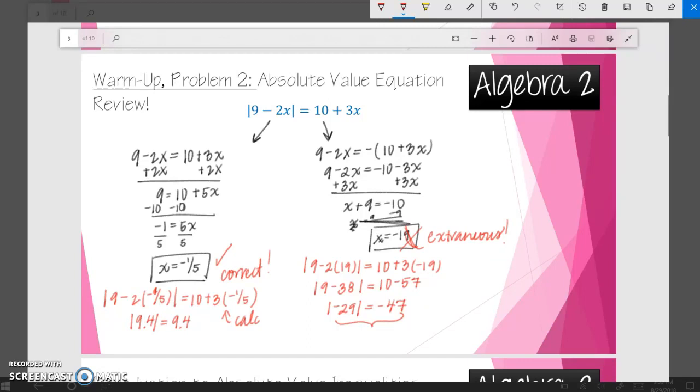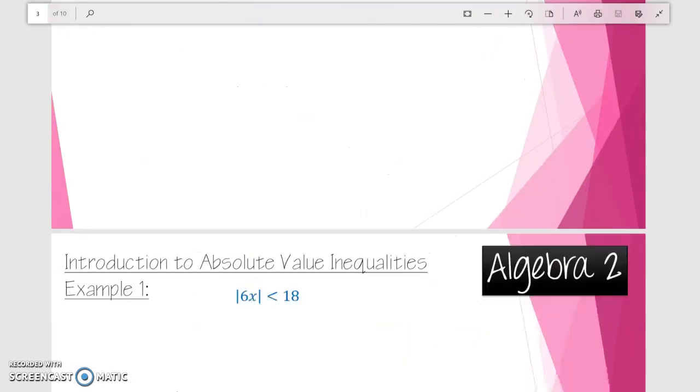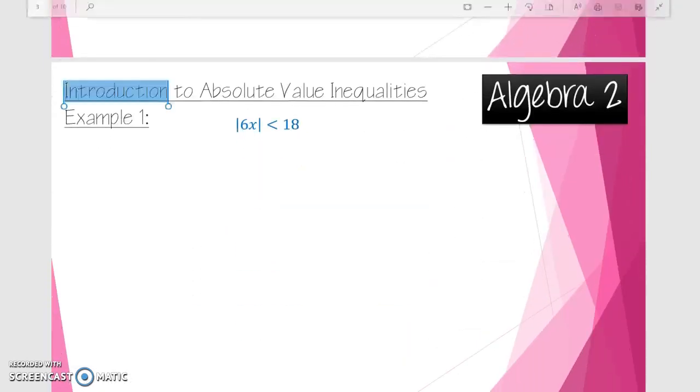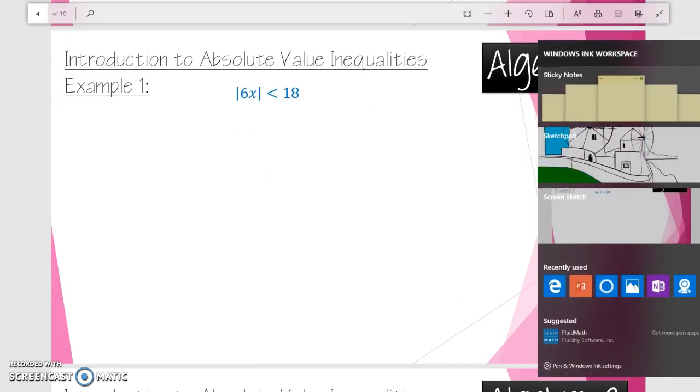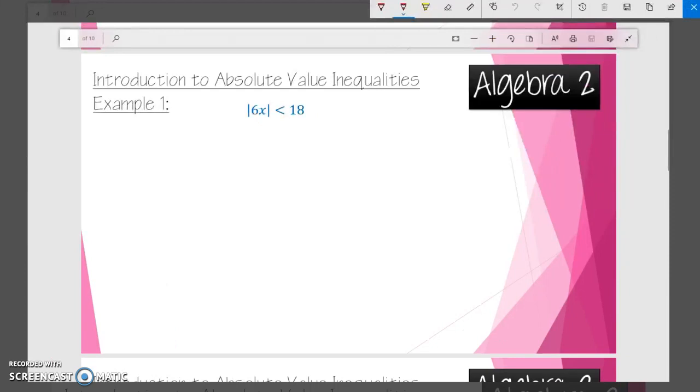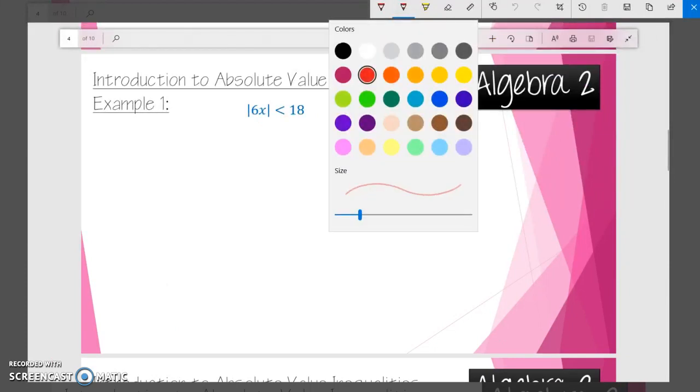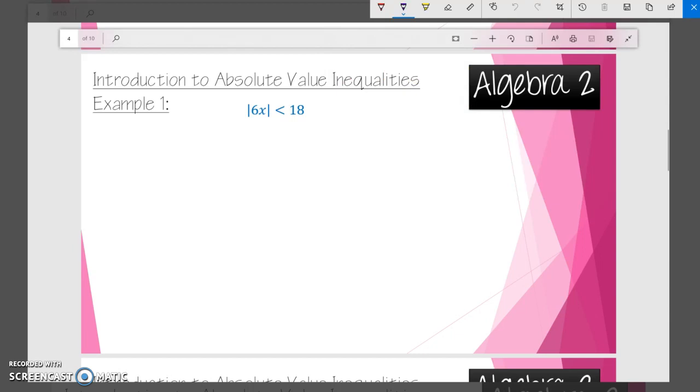So let's go ahead then and take a look at how the things that we want to discuss today are different. So the values that involve absolute value inequalities instead of equations. So we've got our first example here, and this one's pretty easy to get through. It should feel pretty similar to what we were doing when we were solving our original inequalities.